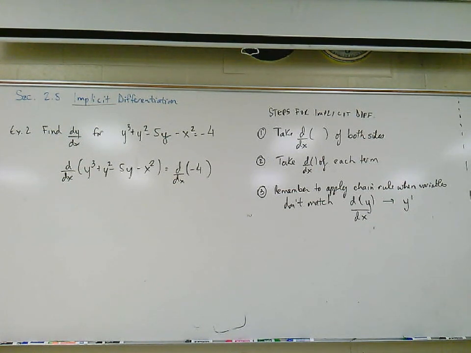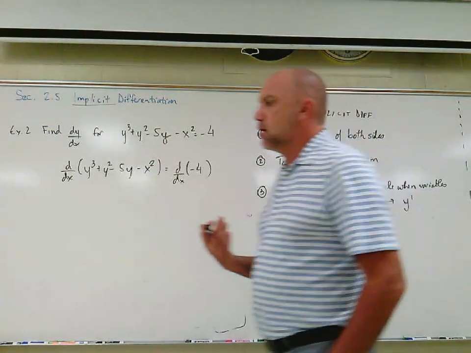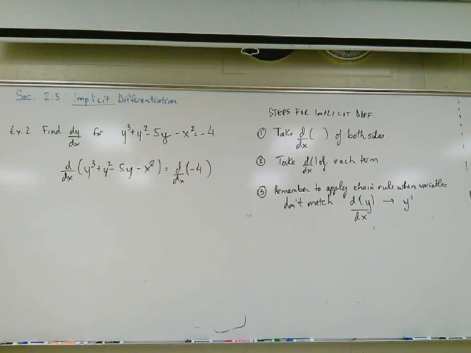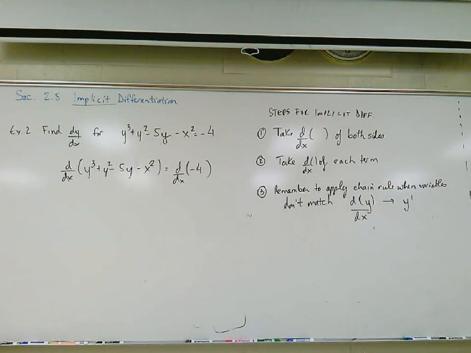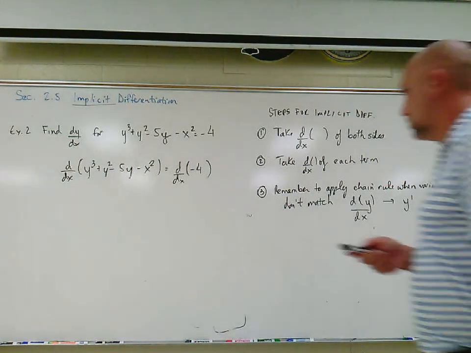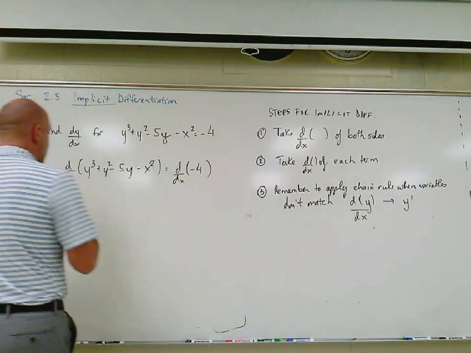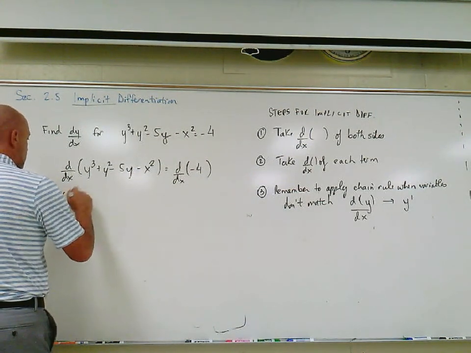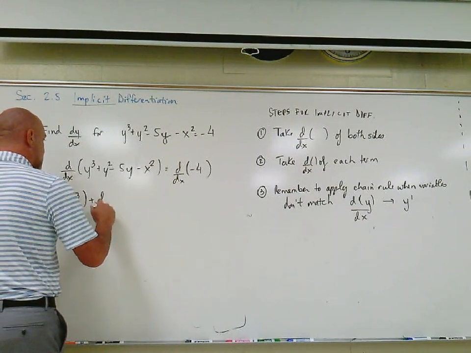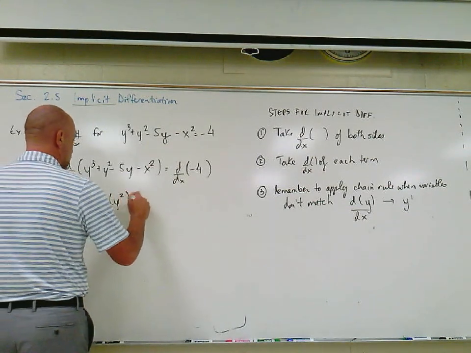And if something is going to happen, you should get more than one y prime. And then I'll show you how we deal with that. Okay? How many y primes should you get? 3. There's 3 y's. Each one should give you a y prime when you differentiate with respect to x. So if I follow step 2, take the derivative with respect to x of each term. So term by term. Terms are separated by pluses and minuses. So I take the derivative with respect to x of each term.